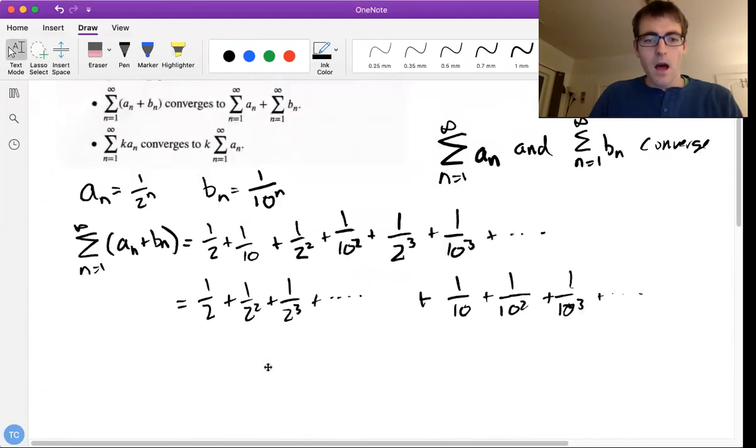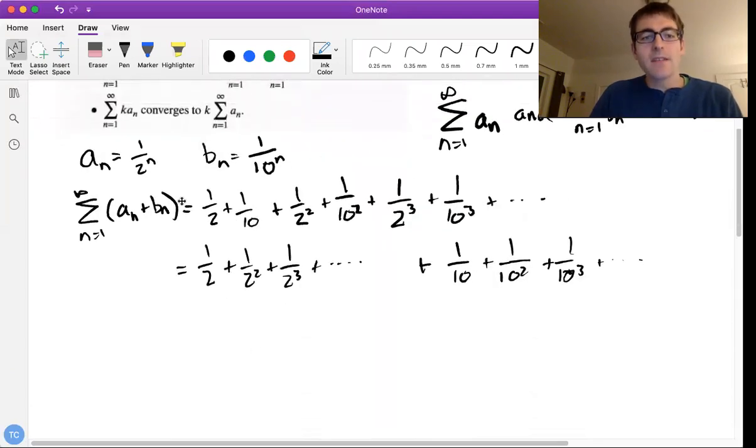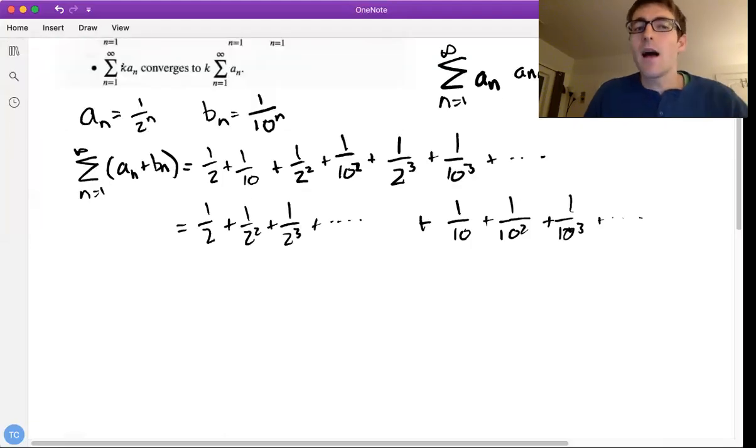Okay, the next statement says that if we have a series that we know converges and we multiply it by some constant, then the new series also converges. So let's take a look at our a_n. We know that the sum from n equals 1 to infinity of 1 over 2 to the n converges. What about this thing times 3?